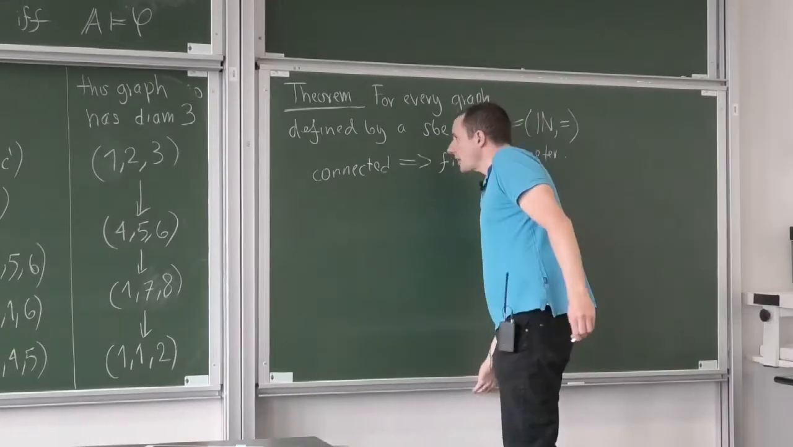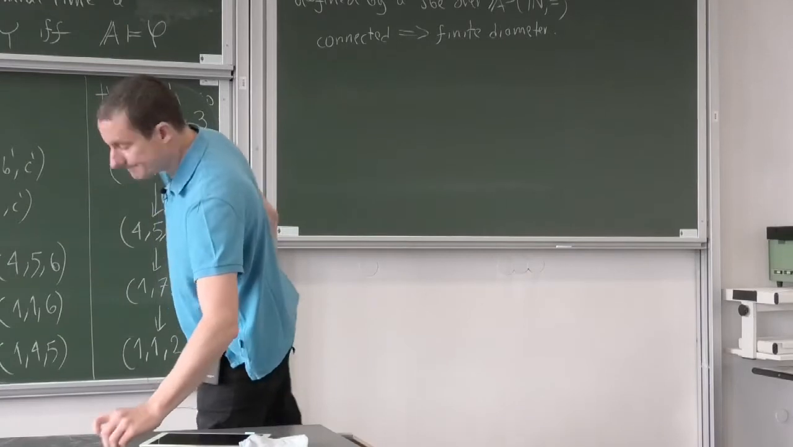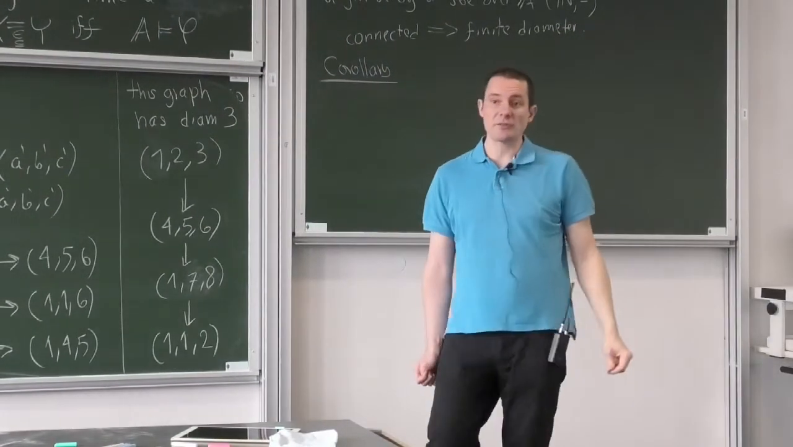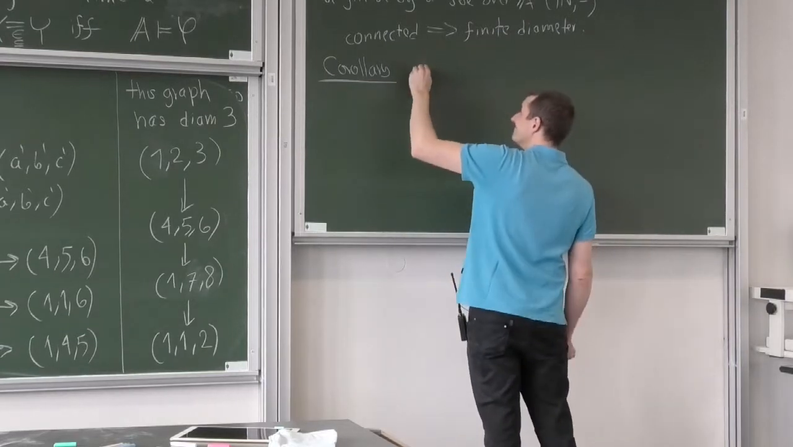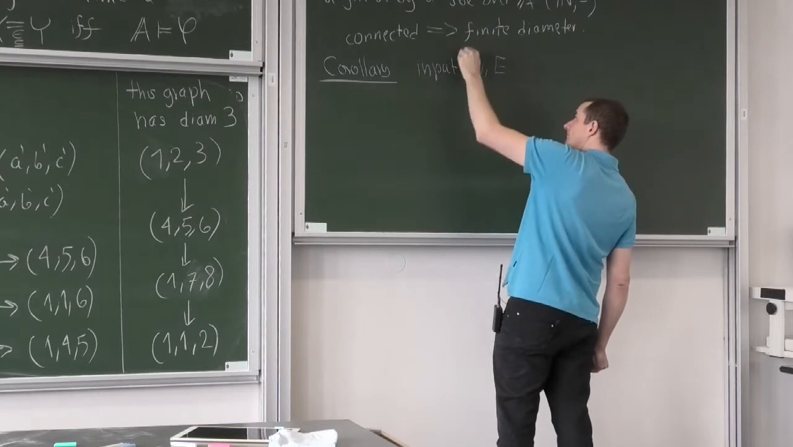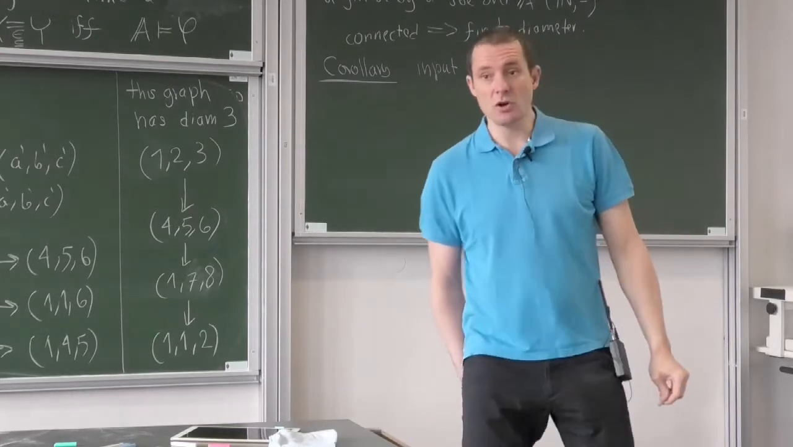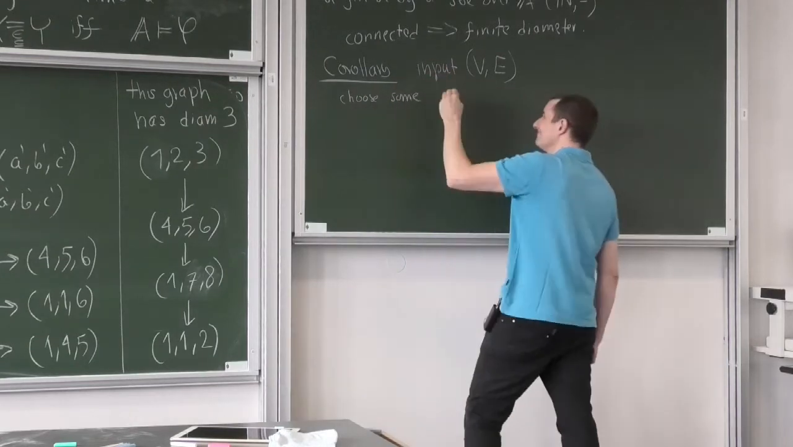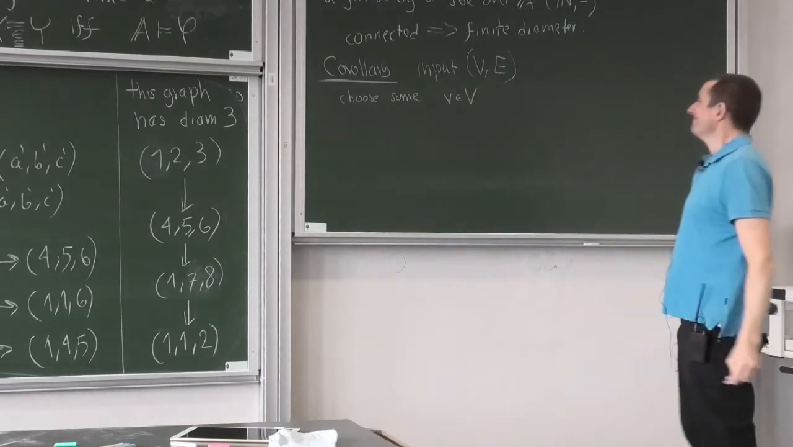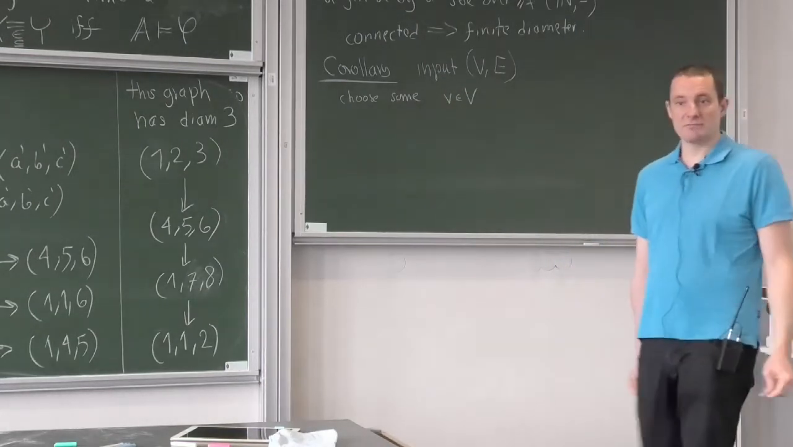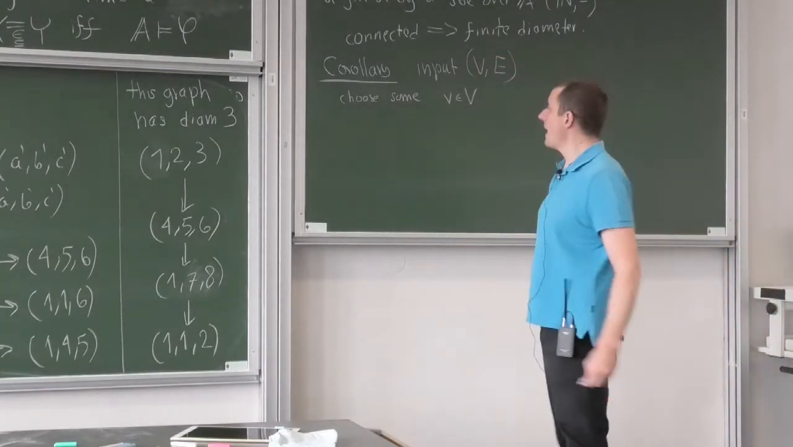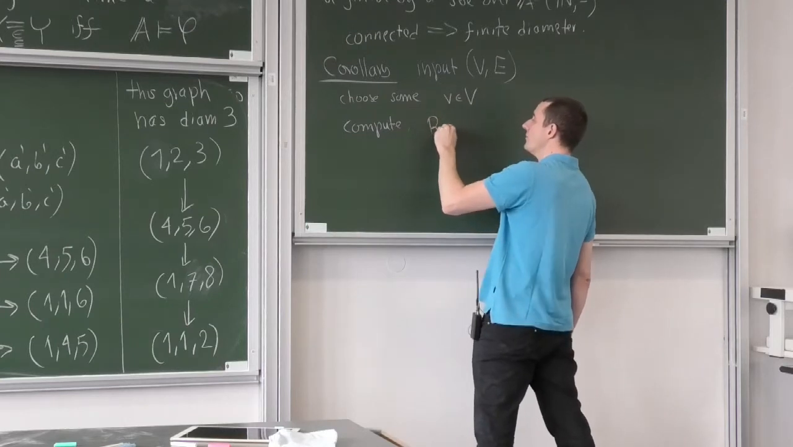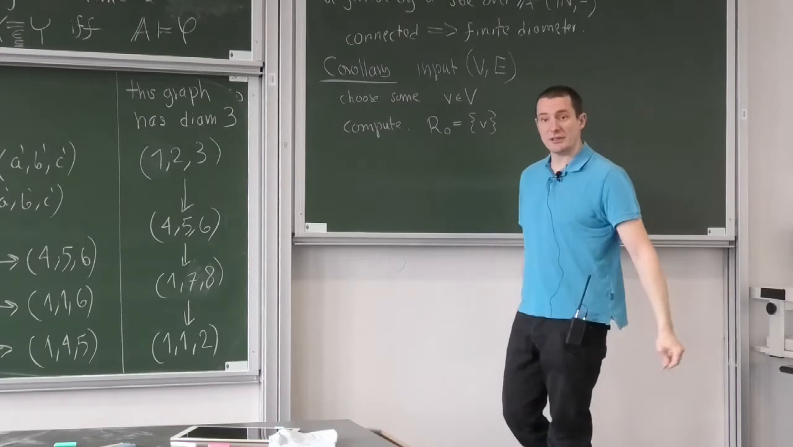But let's take a corollary of this theorem before we prove it. Corollary. Here's a straightforward algorithm for graph connectivity. We're given a graph. And we just do a breadth first search. So we choose some random vertex. There's several ways of doing it, but I think this matters. And now you compute the reachable vertices. So you start with the vertex itself.